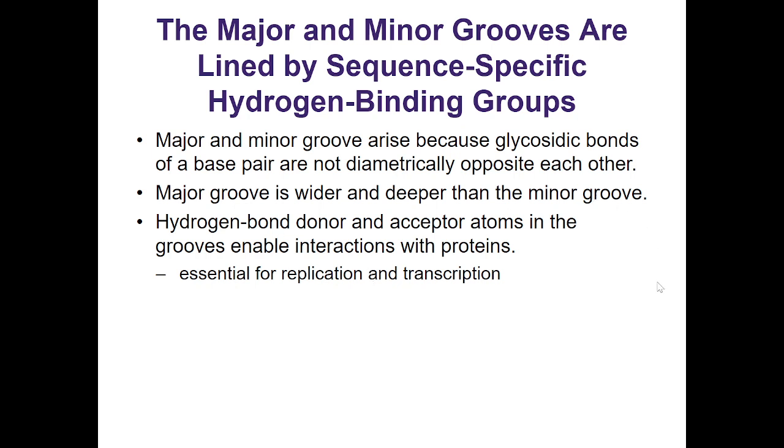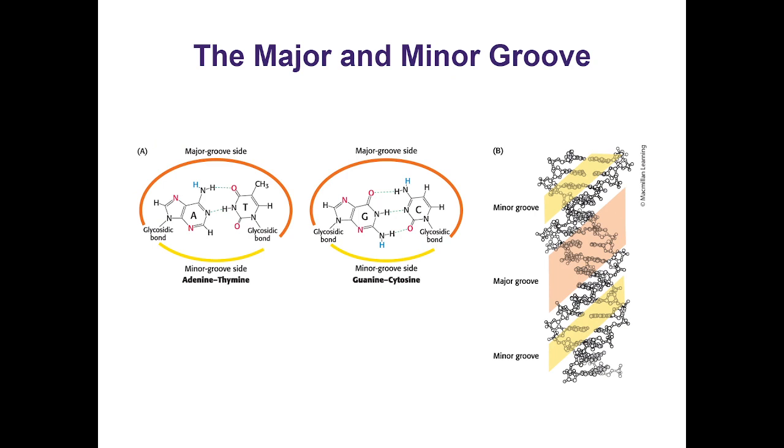The hydrogen bond donor and acceptor atoms in the grooves enable interactions with our proteins. This is essential for replication and transcription. This is actually part of what you were probably missing when you've seen these processes before. You may have been wondering why it is doing it right there. It's the major and minor grooves. So these are the major and minor grooves, and you can see the DNA structure here. See that okay?